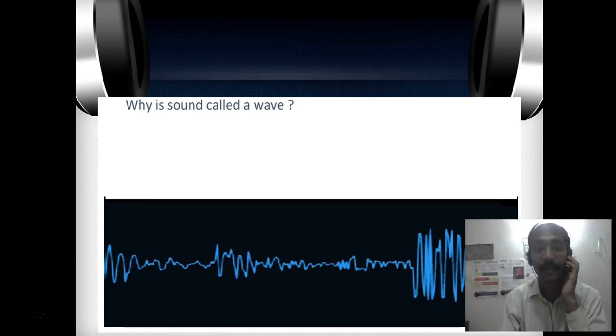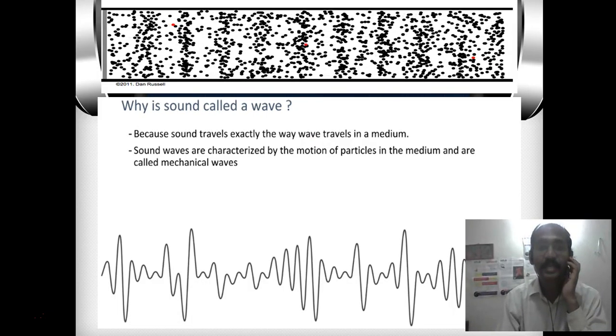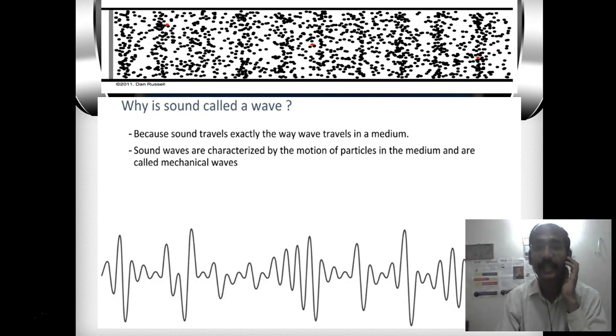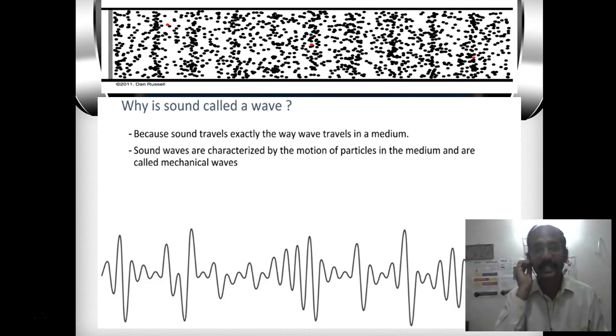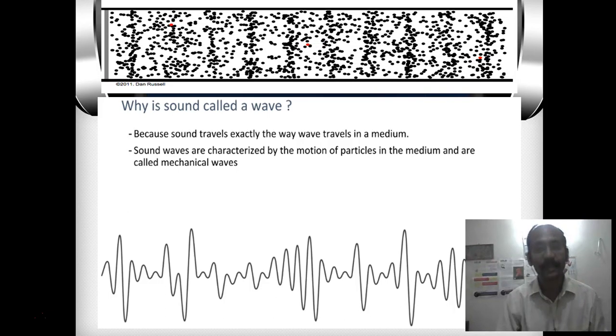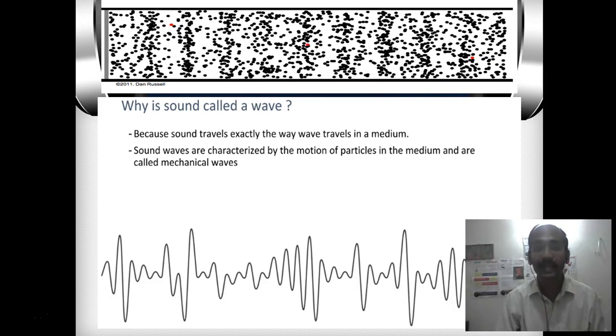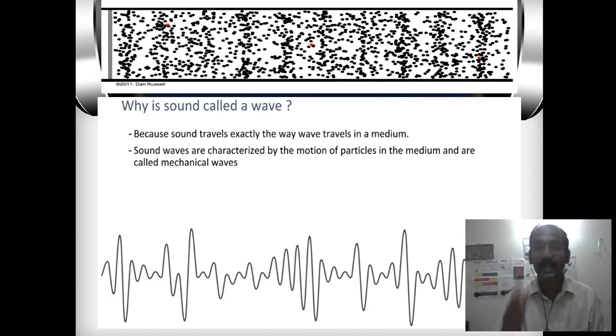Why is sound called a wave? Because sound travels exactly the way a wave travels in a medium. Sound waves are characterized by the motion of particles in the medium and are called mechanical waves. Sound waves are mechanical waves.